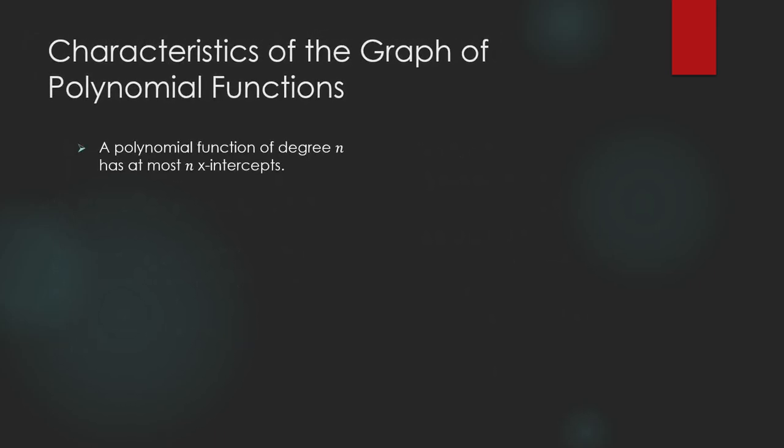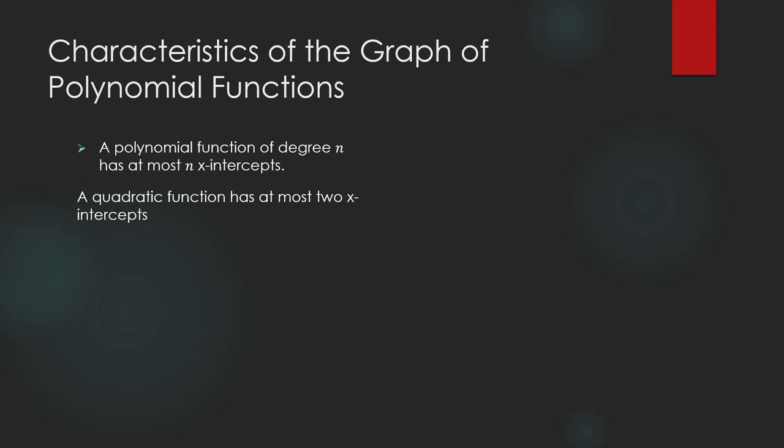A polynomial function of degree n has at most n x-intercepts. So the x-intercepts are the points where the graph of your function intersects the horizontal axis. Okay? So for example, a quadratic function is a degree 2 function. So that means it has at most 2 x-intercepts.